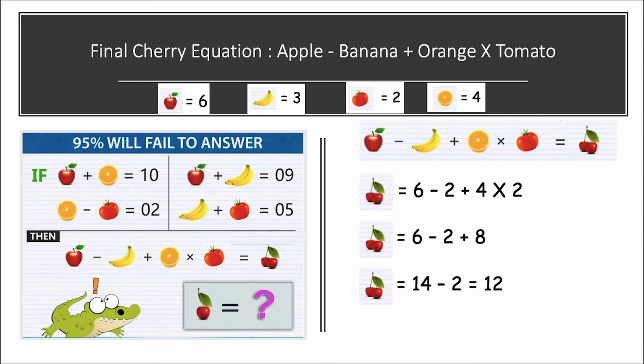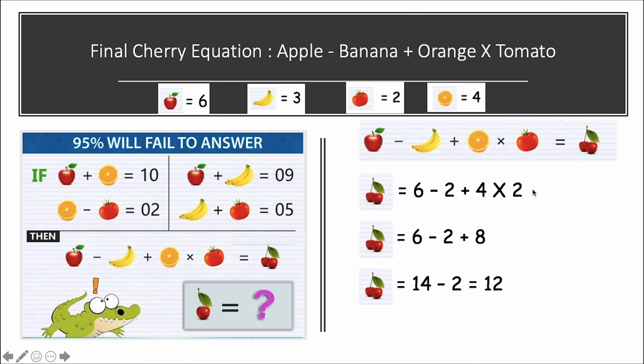So let's solve our final equation. In the final equation, we have 1 apple minus 2 bananas plus half orange into 1 tomato. So we have the value of all these items, which we have to put here. So 2 cherries is equal to the apple value, 6, minus 2 bananas. Friends, if 3 bananas is equal to 3, then 2 bananas would be equal to 2. So 6 minus 2 plus the orange value, 4, into the tomato value, 2. Now we have written all the items' values here.